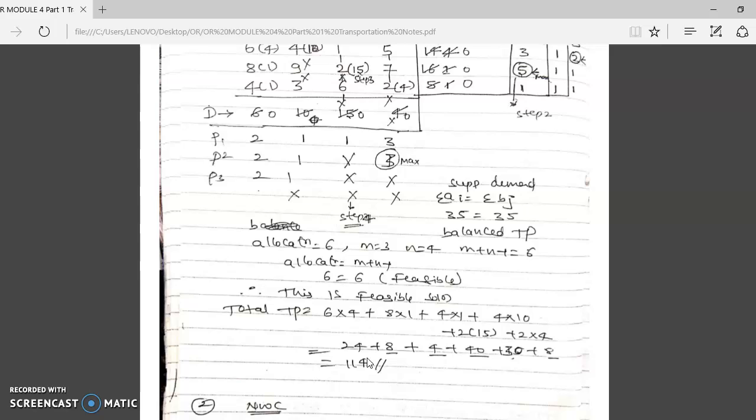Okay, now I hope you are all clear with the first, second and third methods, that is, the northwest corner method, matrix minimum method, and Vogel's approximation method. Okay, consider one example and apply all three methods.